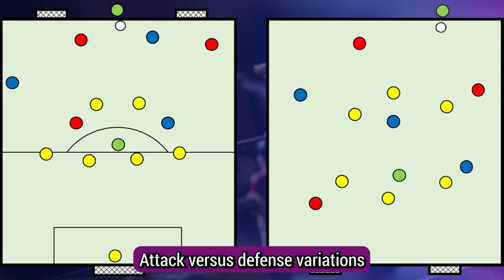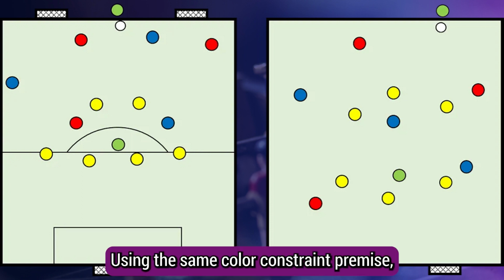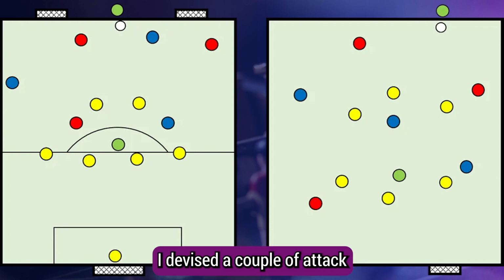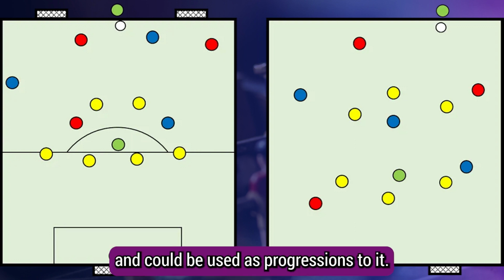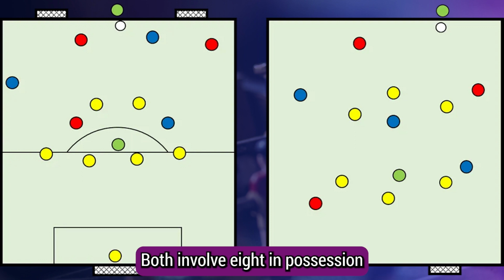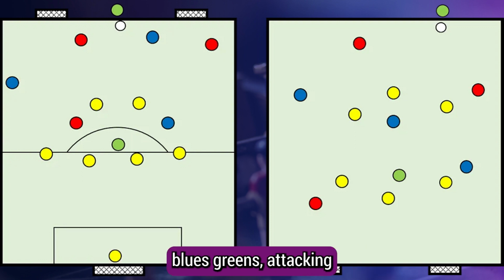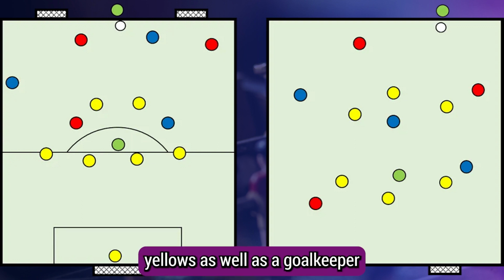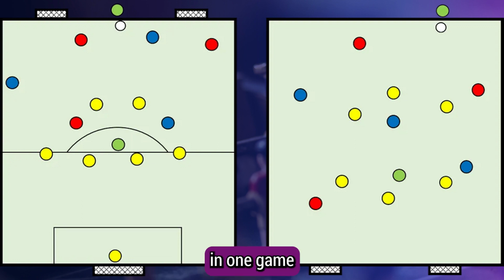Attack versus defense variations. Using the same color constraint premise, I devised a couple of attack versus defense games, which are slightly more game realistic than the Rondo, and could be used as progressions to it. Both involve 8 in-possession players, reds, blues, greens, attacking 6 defenders, yellows, as well as a goalkeeper in one game.